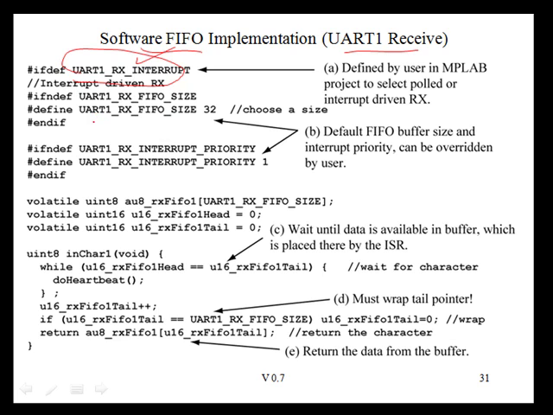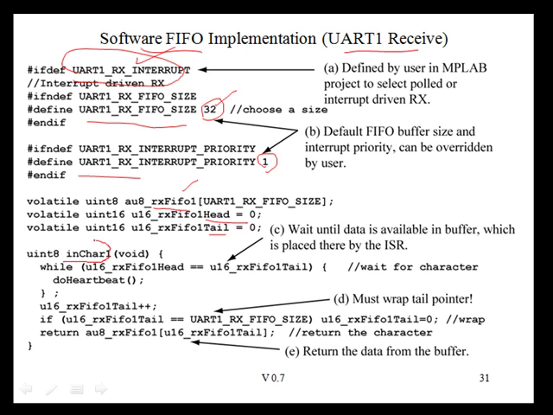So first of all, we're going to set the number of locations in the FIFO by this defined statement right here. Default value is 32. We're going to use an interrupt service routine, the UART1 interrupt service routine, to read characters when they're available, and we'll arbitrarily set a priority of 1 for this. Here's the array that's going to be for our FIFO. Here's our head pointer. Here's our tail pointer.